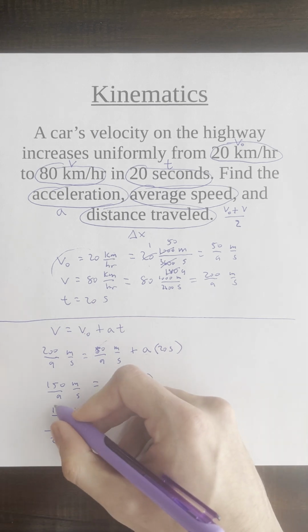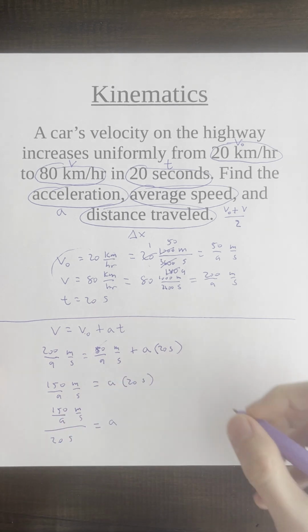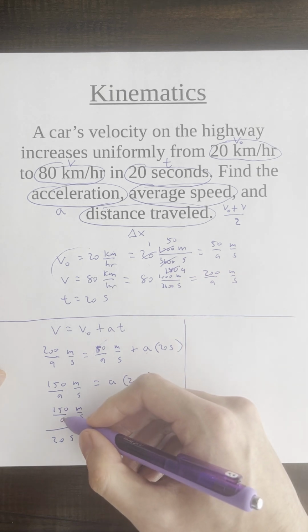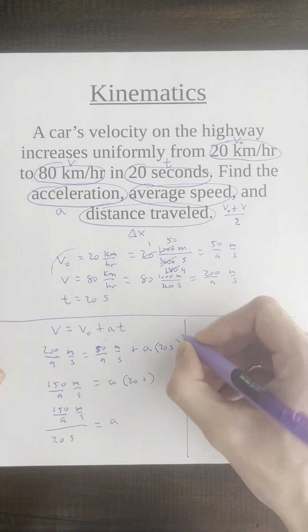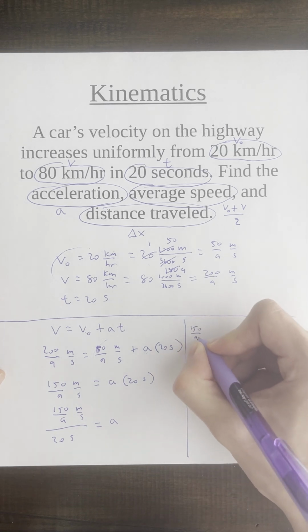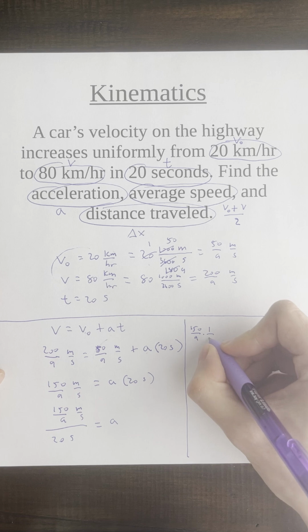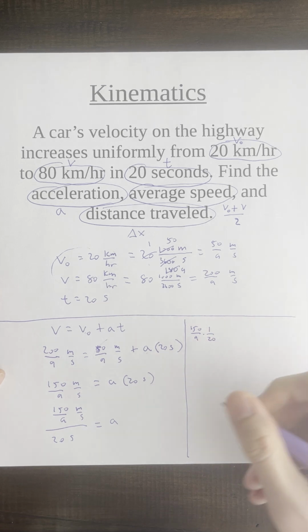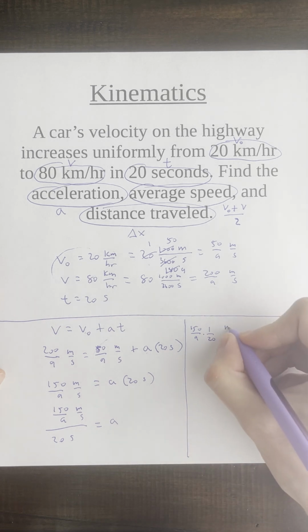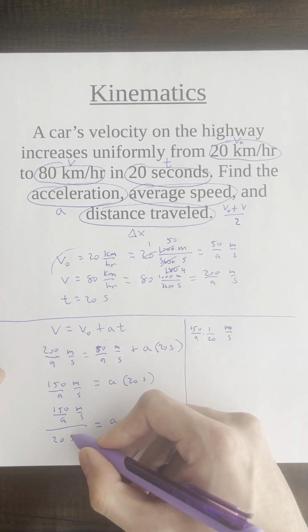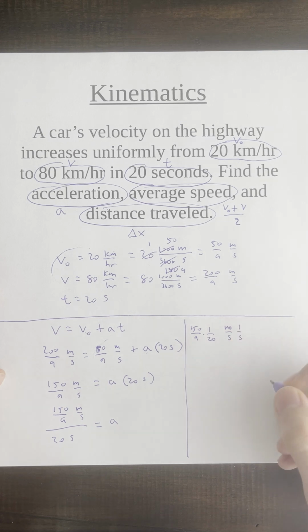Okay, now what does this simplify as? So what's 150 over 9 divided by 20? 150 over 9. If you divide by 20, it's the same thing as multiplying by 1 over 20. And then meters per second divided by seconds. So meters per second and then times 1 over s. Okay, and that's going to be acceleration. All right, so let's simplify this first.